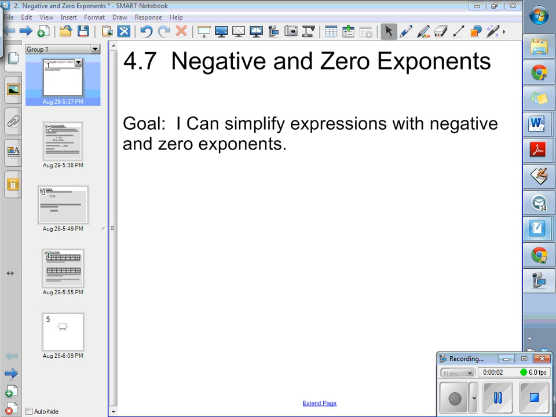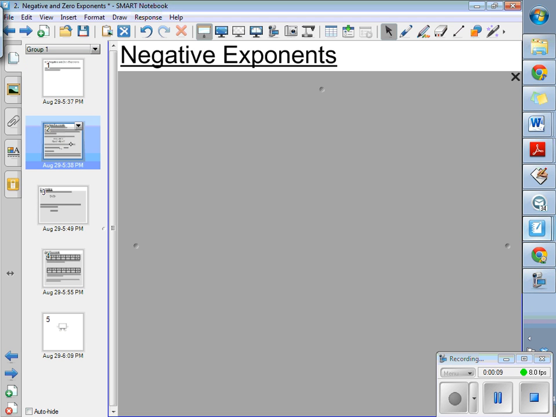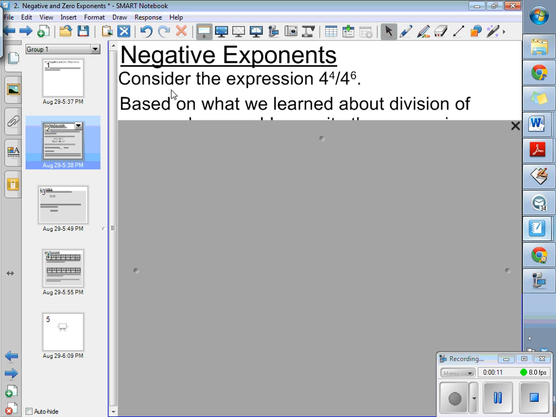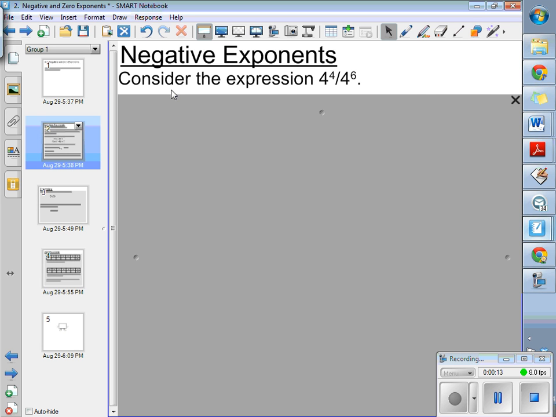Today's lesson is negative and zero exponents. Our goal is that we can simplify expressions with negative and zero exponents. Negative exponents. Consider the expression 4 to the 4th power over 4 to the 6th power.